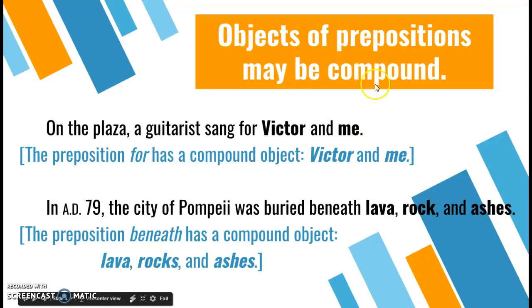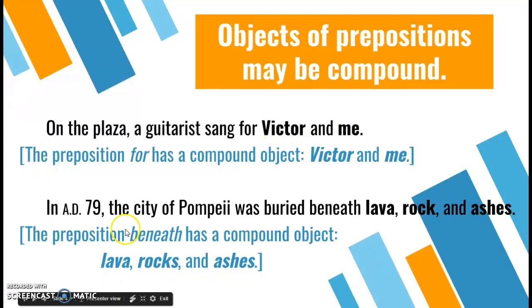You can have compound objects of prepositions, just like we have compound just about everything else as far as our grammar parts of speech go. If we look at this first example, on the plaza, a guitarist sang for Victor and me. For is the preposition, for whom, Victor and me. So we have two objects of the preposition there.